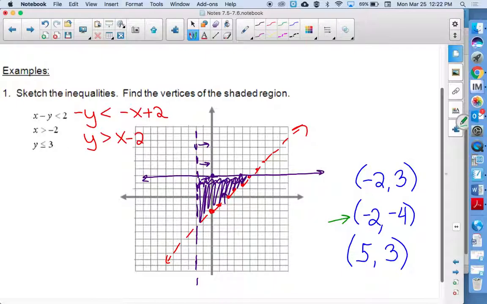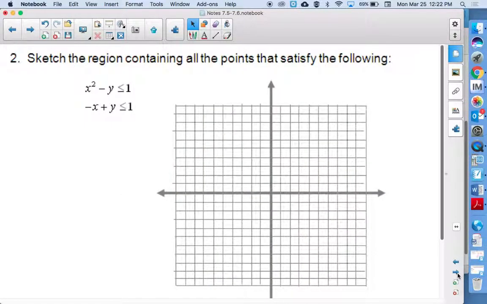So the second one, we have two inequalities. Sketch the region containing all the points that satisfy the following. So this one's a little more interesting because we have a squared term. x squared minus y squared is less than or equal to 1. And then negative x plus y is also less than or equal to 1.